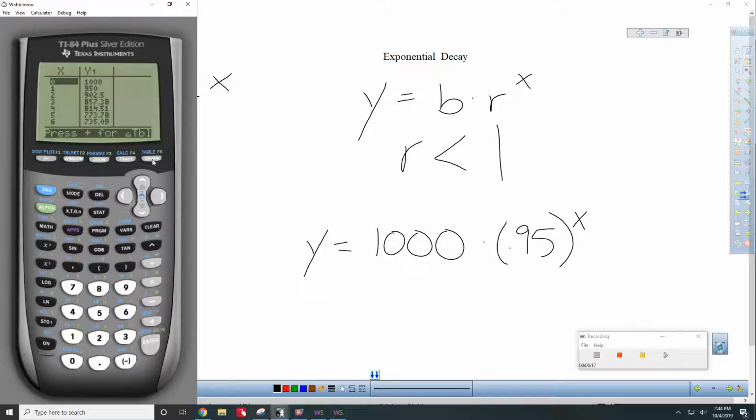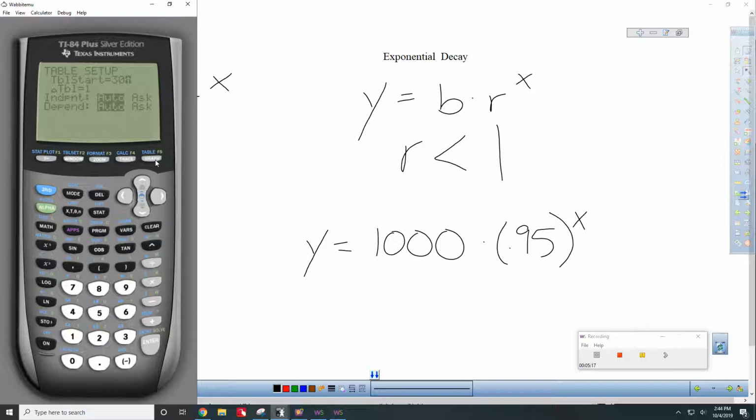Oh, look. We started at 1,000, and then we lost 50, and then we lost 48.50, and then we probably lost like 46. And you can see it's going down, but it's going down at a smaller rate. But let's see how much we'd have, just out of curiosity, after 30 days. So let's start the table at 30. And after 30 days, we're down to 214 of whatever it is we started with.